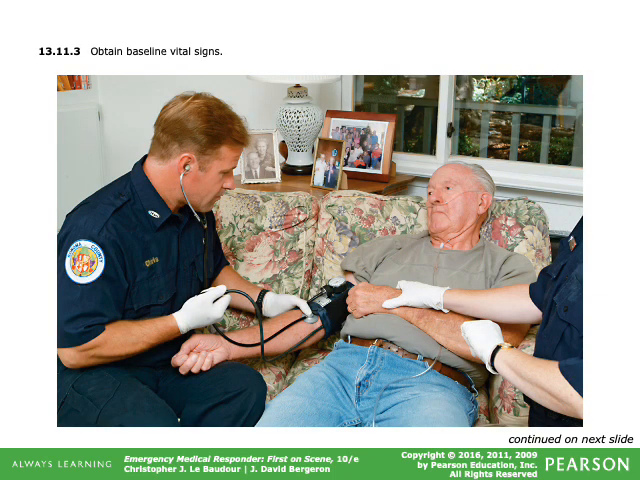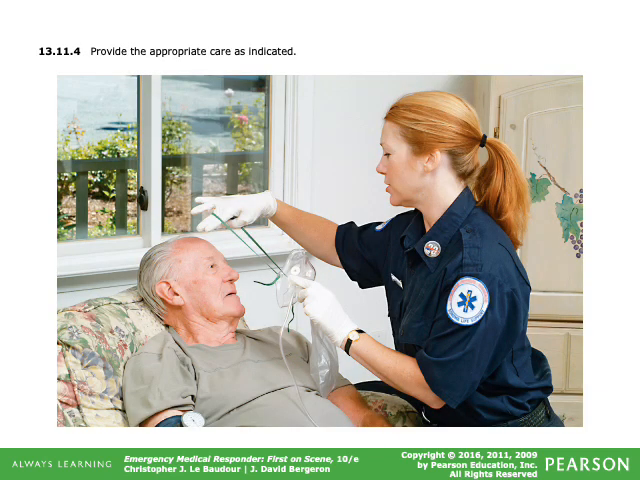You obtain a baseline set of vital signs. Provide the appropriate care as indicated. In this situation, she's placing a non-rebreather mask on this individual.